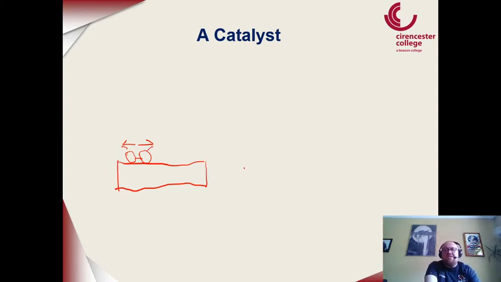The way it works is, if I have an exothermic reaction, any exothermic reaction, or endothermic reaction in fact, this is your activation energy, this one here. That is our activation energy without a catalyst. If I have a catalyst, it provides an alternative pathway to the reaction. So what we'll see is this alternative pathway will have a lower activation energy.